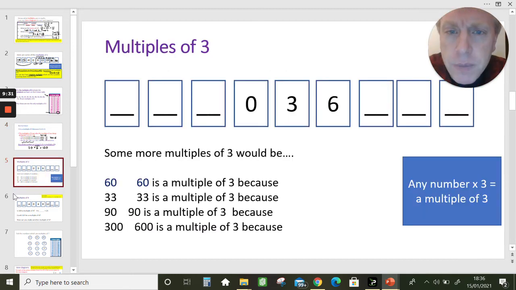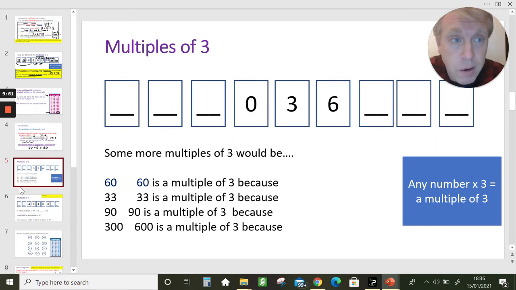Pause the video here. See if you can answer these first questions just on a rough piece of paper. Have a go. Oh, I should have said these are the multiples of 3 that we are talking about now.